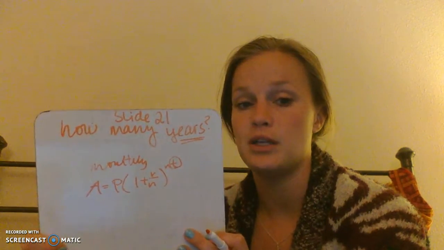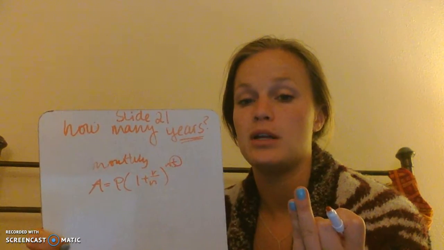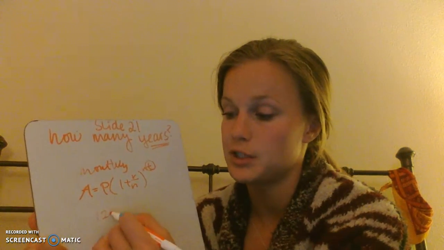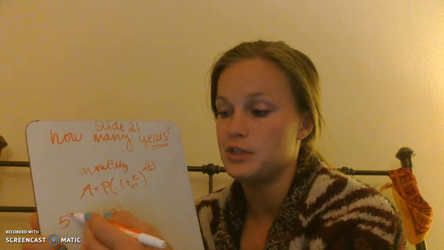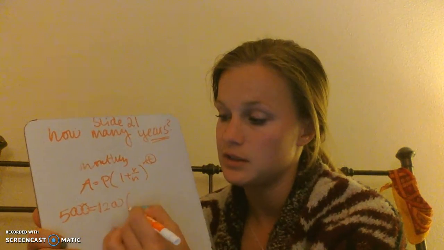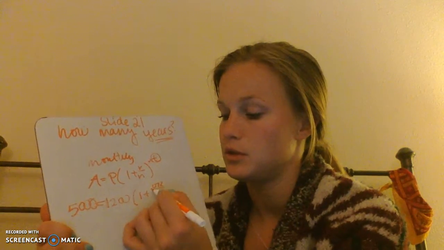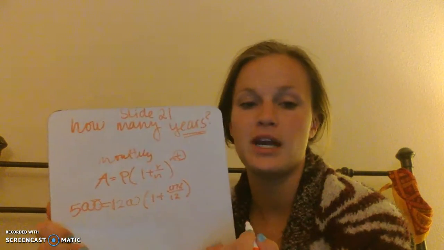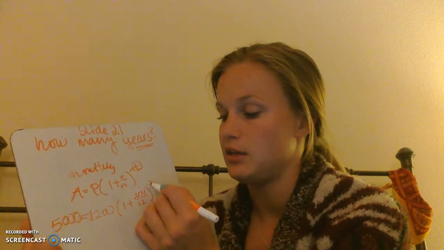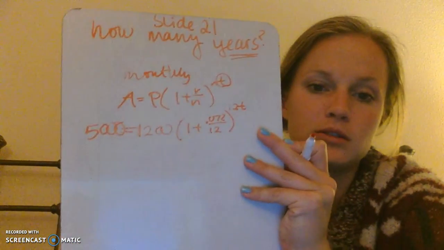But again, you're always reading this question carefully, looking for what the question is asking you for, and then what you have to plug in. I'm given my initial investment of $1,200, which is going to turn into $5,000. So 1,200 equals 5,000 times 1 plus my rate, 7.2% monthly, raised to the n, which is monthly, t is my variable. So there's my equation.